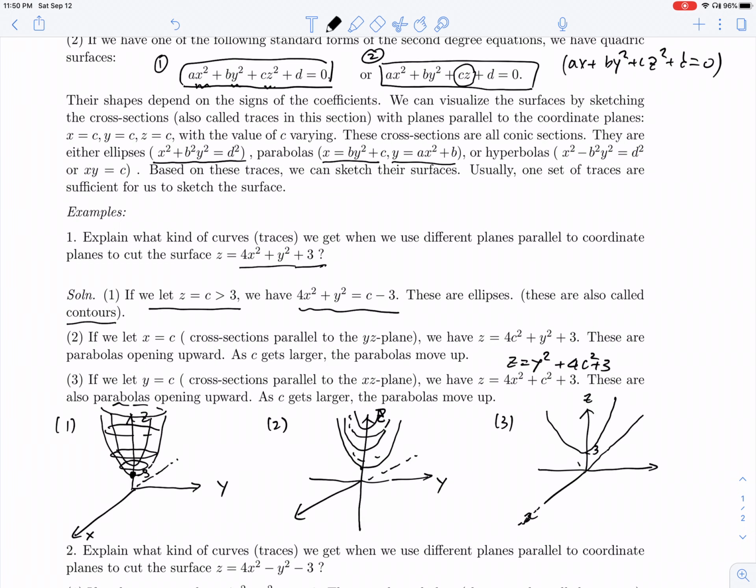And then when you move y, this is c, back and forth, then we also get these curves over here. And you can see, for a surface, sometimes it depends. One set of traces is easier for you to draw and to visualize the surface. Obviously, in this case, it's the first one, when we are using the contours.